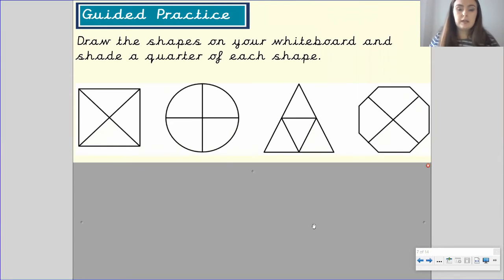Okay, let's have a look at this slide here. So I want you on your whiteboards to draw the shapes, and then I want you to shade a quarter of each shape. So pause the video now to draw these shapes and shade in a quarter of them.